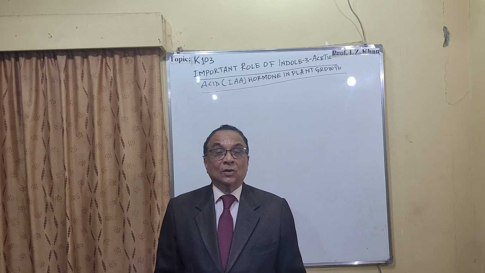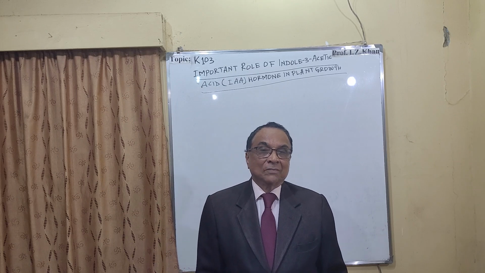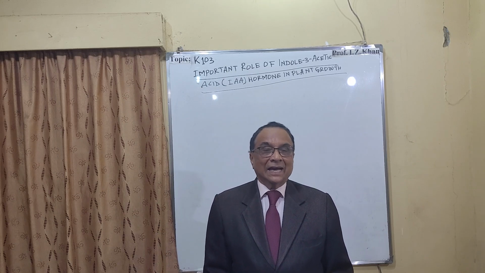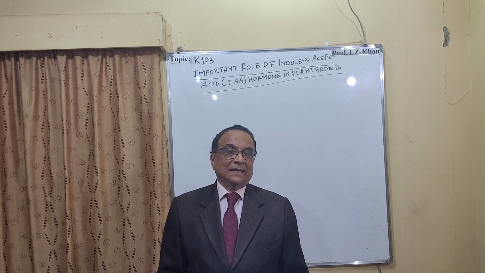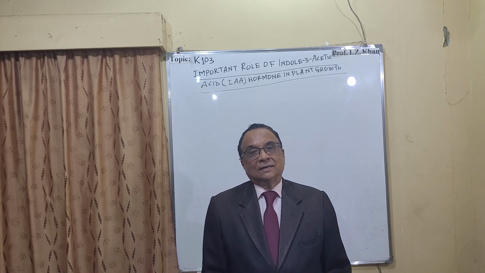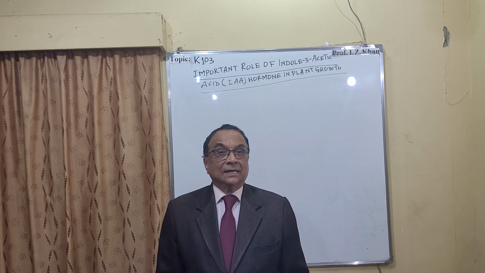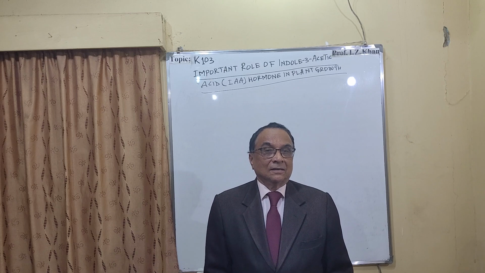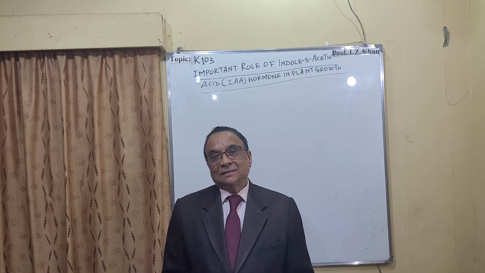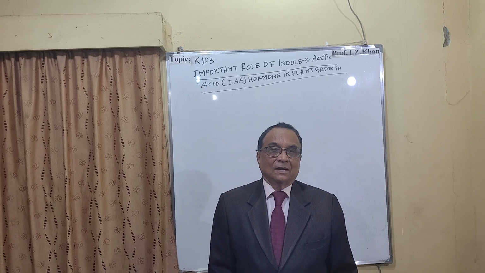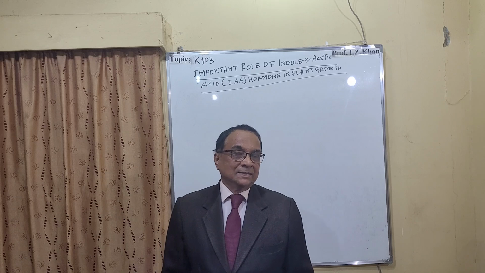Second one is indole 3 propanoic acid, with one more carbon, and third one is phenyl acetic acid, PAA. So these three, IAA, I3PA, that is propanoic acid, and PAA, are known as the auxin group of plant hormones. They are very effective in three things.